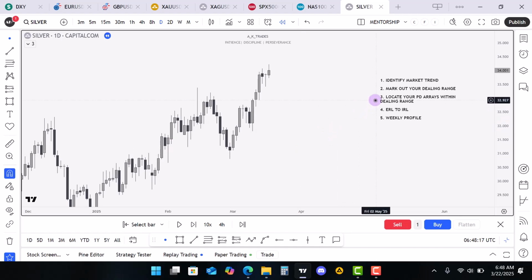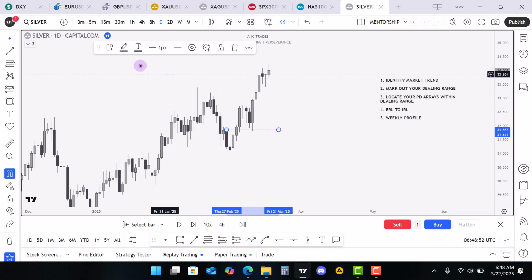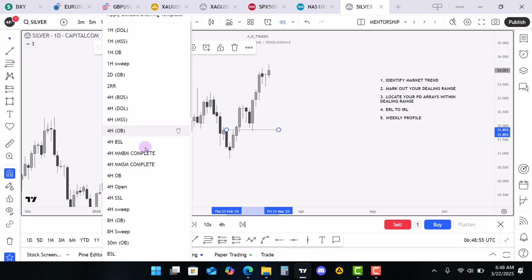The next thing on the list is to mark out our dealing range, and with a dealing range, we are looking at which range has currently taken sell side and then buy side liquidity. As you can see, this point becomes our dealing range low, and this also becomes our dealing range high. So you can see that price swept sell side liquidity into this daily change in state of delivery or order block. So we'll mark that out.